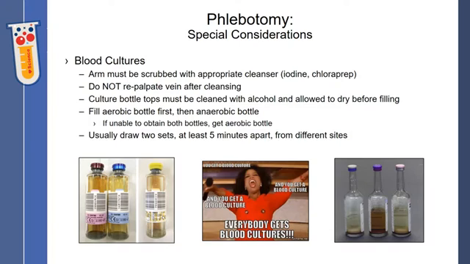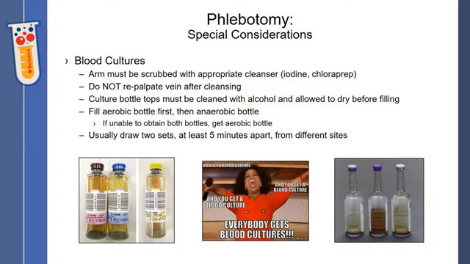So always make sure that you fill the aerobic bottle first, then the anaerobic bottle. Those two bottles make one set. If you can't fill both of the bottles, you should fill the aerobic bottle. That's the more important bottle. And then there are also pediatric bottles. So for pediatric patients, they only get one bottle drawn, and it requires a lesser amount of blood because nobody wants to drain the baby of all its blood, right?